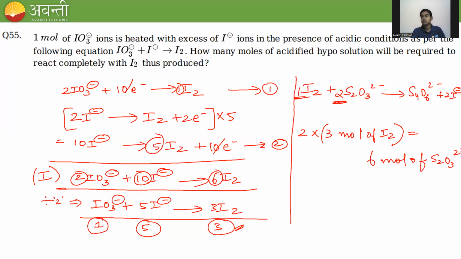So 6 moles of this acidified hypo solution is required to react completely with the 3 moles of iodine. Okay. For 1 mole of iodine, 2 moles of S2O3 2 minus are reacting. For 3 moles of iodine, 6 moles of S2O3 2 minus will react. So that is the answer.